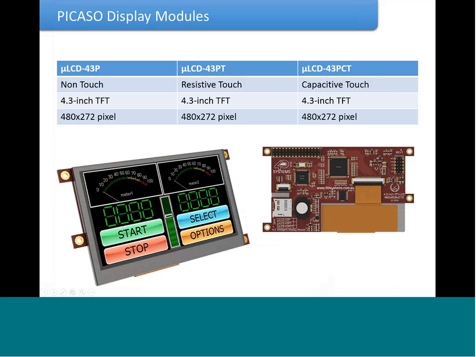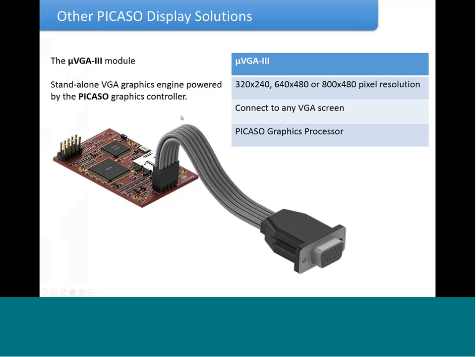Here's our 4.3-inch display module, and it comes without touch, with resistive touch, and capacitive touch as well. At the moment, we have some longer lead times on the capacitive touch and the non-touch versions, but these are typically available from us, and this is very quickly becoming one of our most popular modules. With the PICASO, we also have a non-display solution, or a display solution, where you can develop an application on the PICASO and then run it through a VGA screen, and it supports up to SVGA resolution.